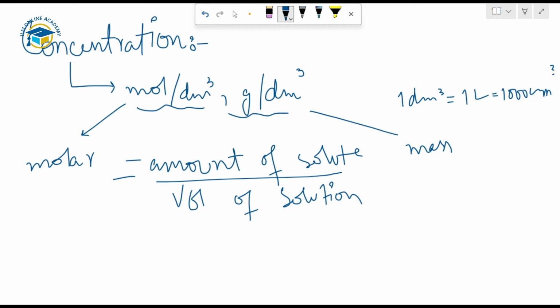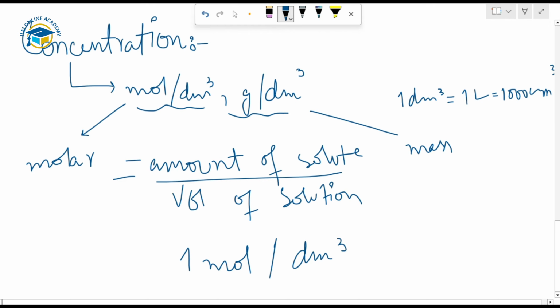When 1 mole of a substance is dissolved in water and the solution is made up to 1 dm cube, a solution with a concentration of 1 mole per decimeter cube is prepared. So 1 mole per decimeter cube solution will be prepared when 1 mole of a substance is added to water and the solution is made up to 1 dm cube. This is how you can find out the concentration of any substance.